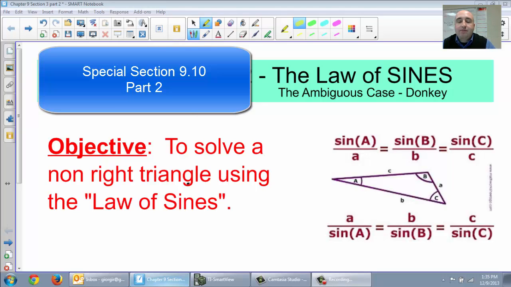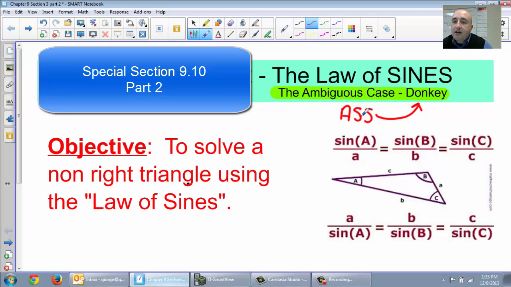It's basically the same thing we did in the last section, except we have this new case where we're going to be talking about the ambiguous case. Ambiguous meaning may have different answers depending on how you look at it. I call it the donkey postulate, but really it is the postulate that you learned in geometry that does not work, called the angle side-side property, which I call the donkey postulate.